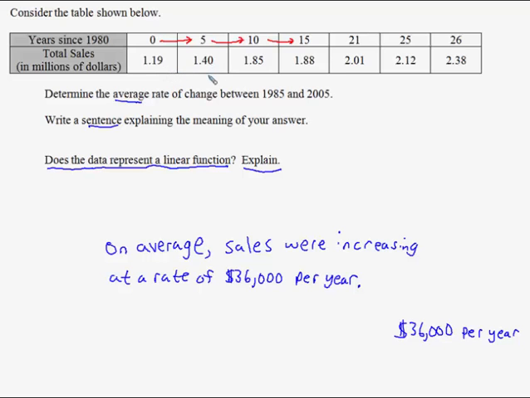And if you compare a couple that are obvious, for example, going from 1.40 to 1.85, this says that sales went up 0.45, or $0.45 million over that 5-year period, whereas in this 5-year period they only went up about $0.03 million. So not even close to being the same change over the same time period. So the short answer is that this data is not a linear function. Is it a linear function? No. And the explanation would be that there is not constant slope. To phrase that in a less mathematical way, since we were given a story context, you could say that there is not a constant rate of change.